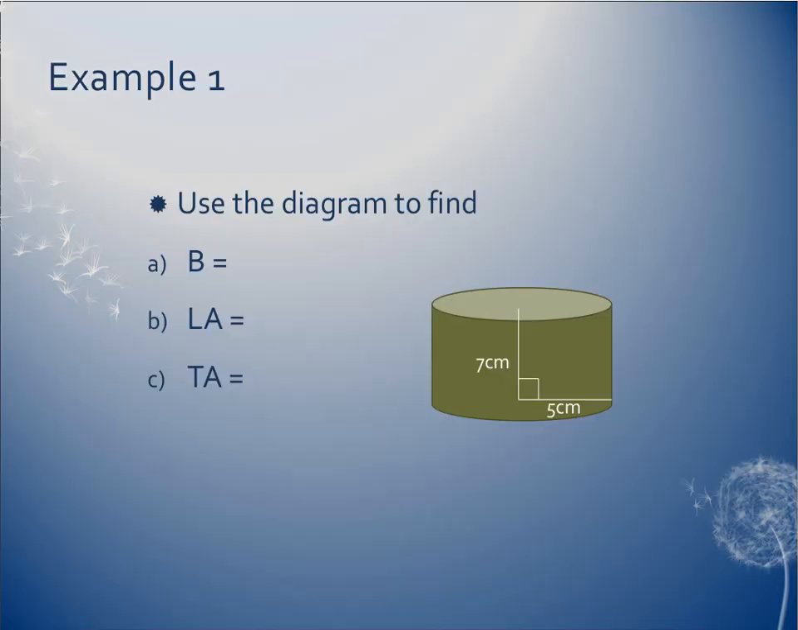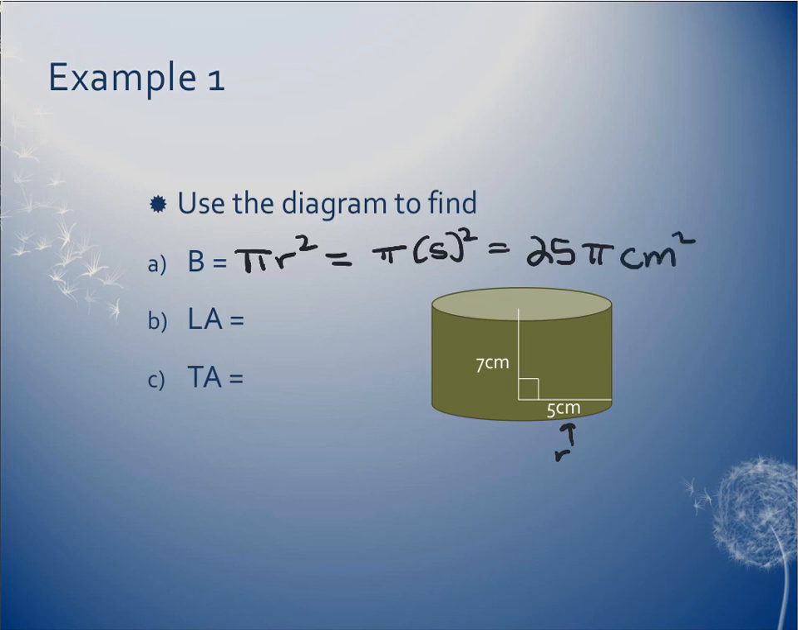I'll try and do an example of both a cone and a cylinder. We'll do the cylinder first. So the capital B represents the area of the base. So the shape that is my base is a circle, so it's pi r squared. Notice they gave me the radius. It's 5. So pi times radius squared gives me 25 pi centimeters squared.